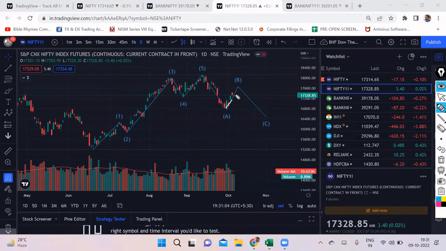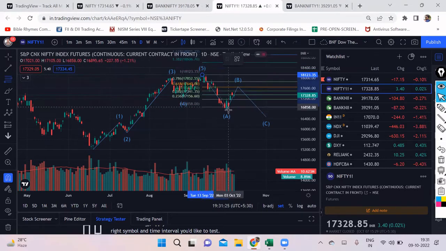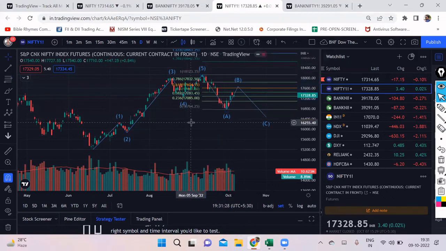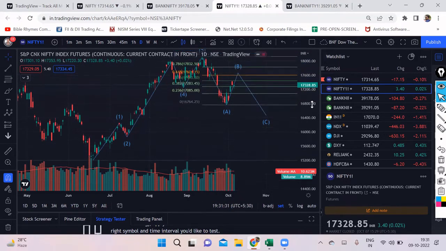The pullback of the B wave is usually around 0.5 to 0.618. How do we come to know what pullback it has done? Simple, you just put a Fibonacci retracement level from this high to this low, which we already did last time, and it has exactly rejected at the 0.5 level. There is scope of going until 0.618, but it rejected from 0.5.